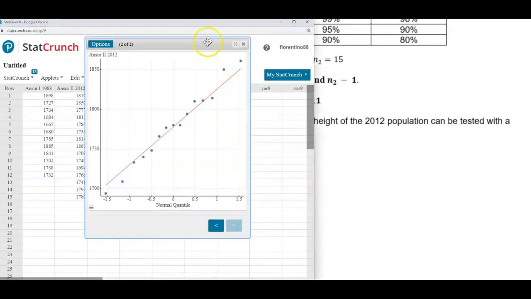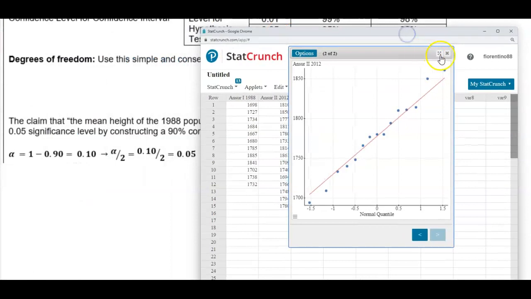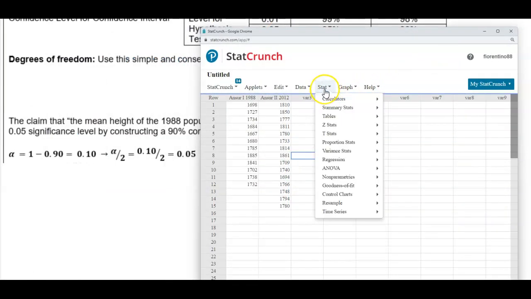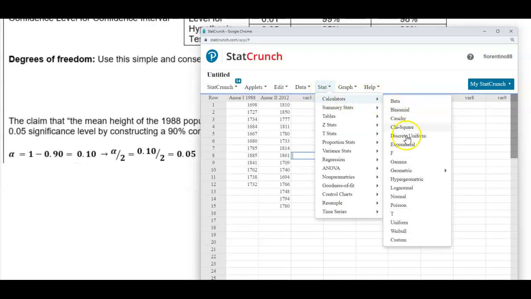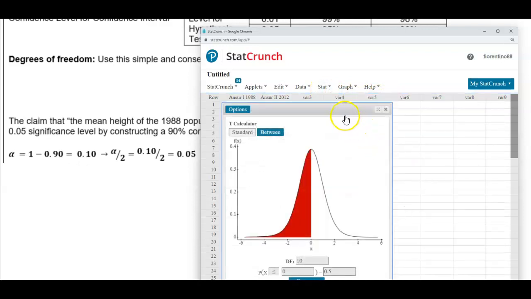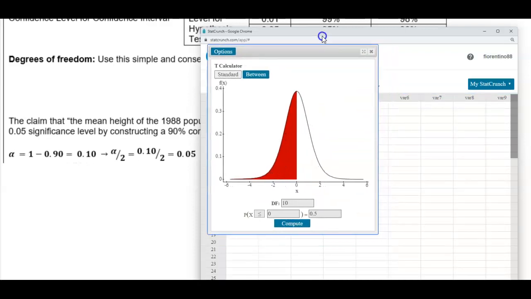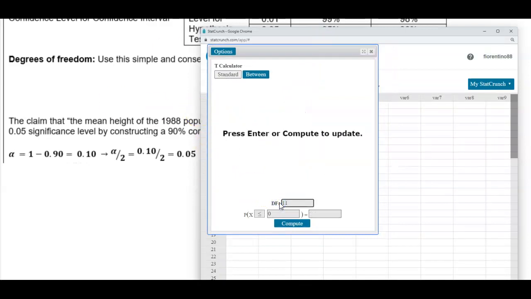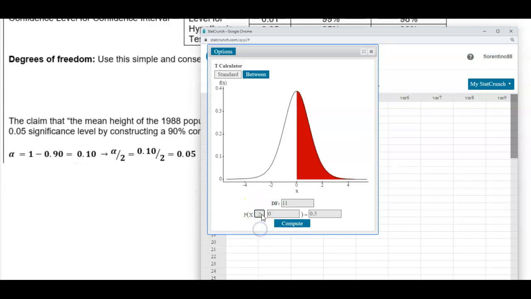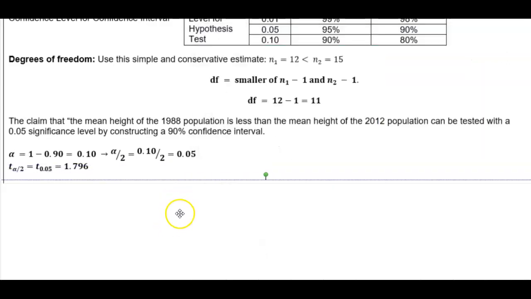If we open up StatCrunch, we can do the following. We go to Stat, go to Calculators, and then scroll all the way down to T. Because this is a degrees of freedom, we put in 11. We want to put in the greater than or equal to, because we want to find the critical value on the right, and then put in the area here, which is 0.05. Rounded to 3 decimal places, we get positive 1.796.